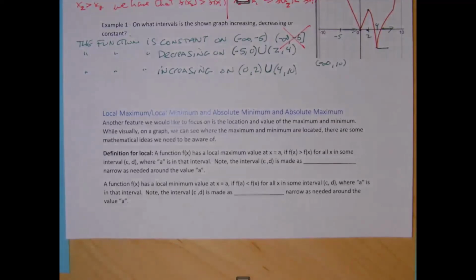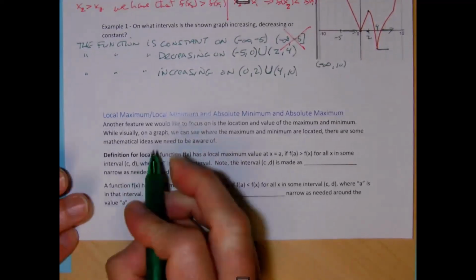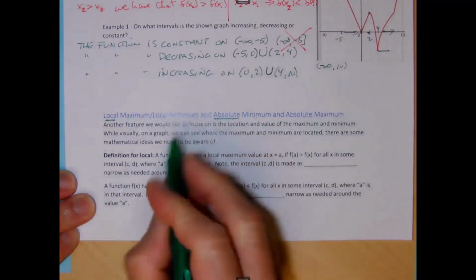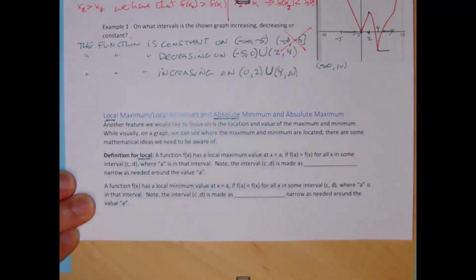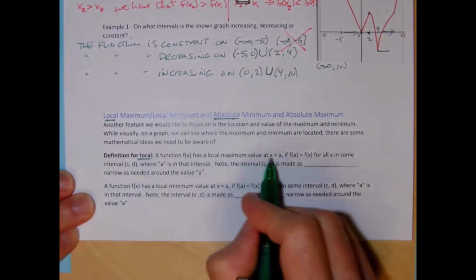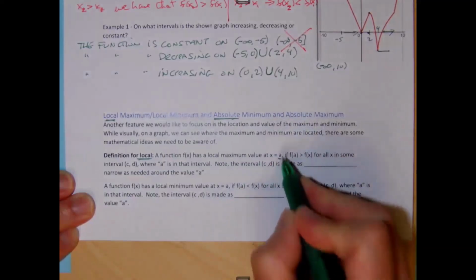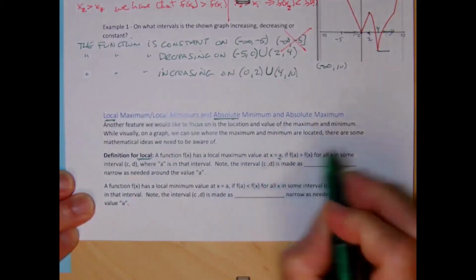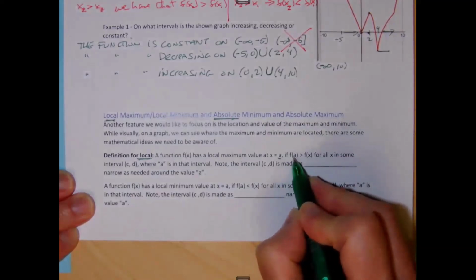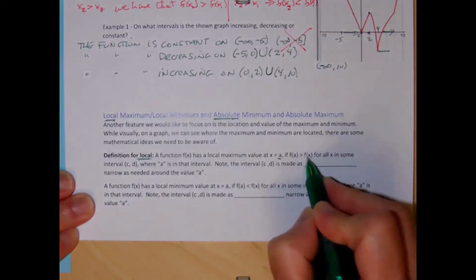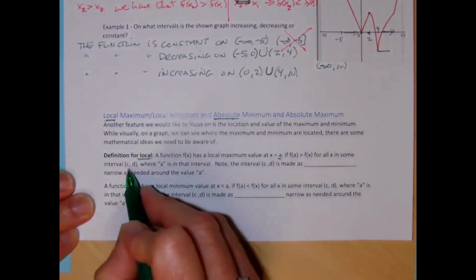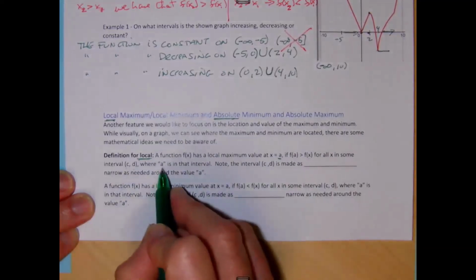First, there are two types of maximums, local and absolute. Let's look at a local. Definition of local: a function f of x has a local maximum value at x equals a, where a is some position, if, when I enter that value into my function, it is greater than f of x for all x in some interval from c to d, where a is in that interval.